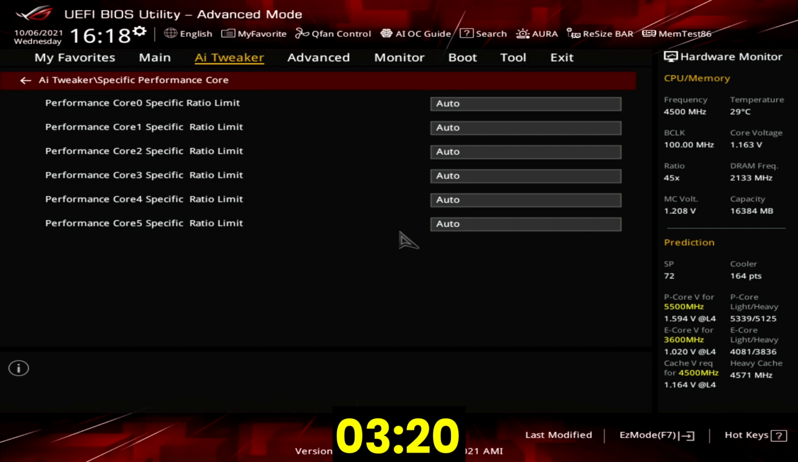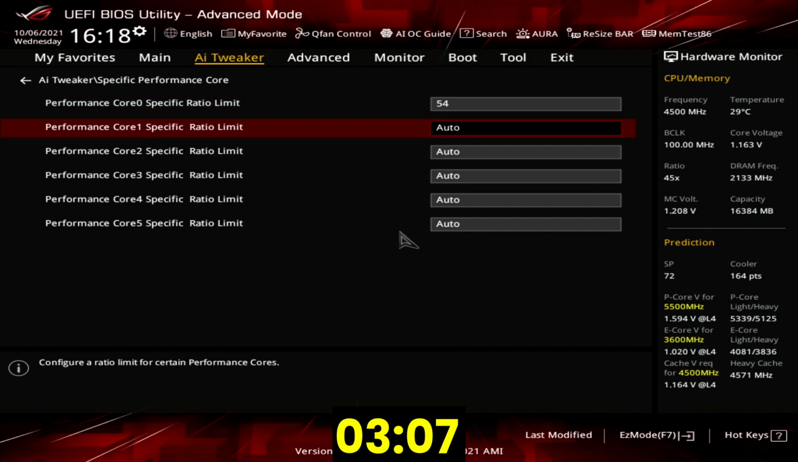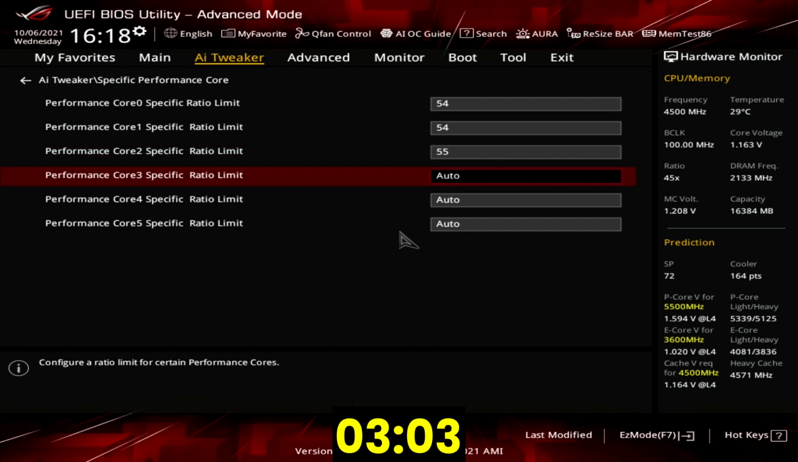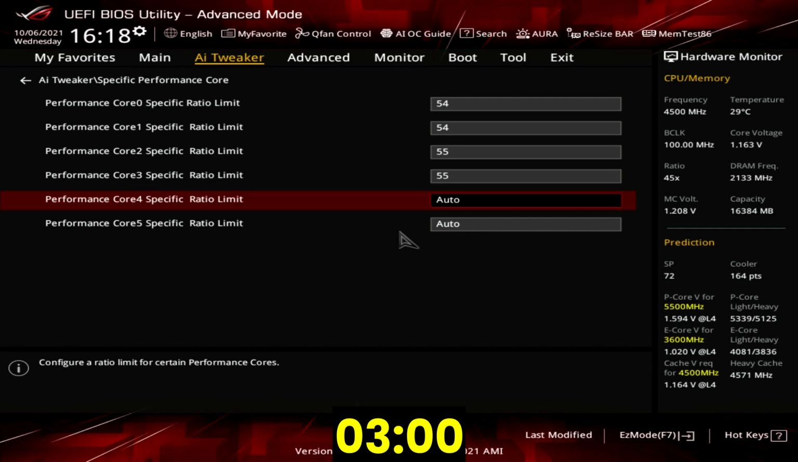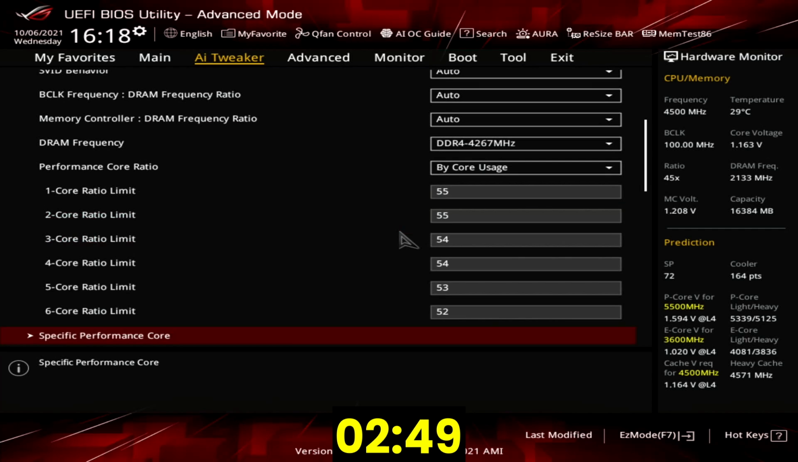Enter the Specific Performance Core submenu. In this menu, we will specify which P-cores are allowed to boost to our maximum frequency of 5.5 GHz. Set Performance Core 0 specific ratio limit to 54. Set Performance Core 1 specific ratio limit to 54. Set Performance Core 2 specific ratio limit to 55. Set Performance Core 3 specific ratio limit to 55. Set Performance Core 4 specific ratio limit to 54. Set Performance Core 5 specific ratio limit to 54. Leave the Specific Performance Core submenu.